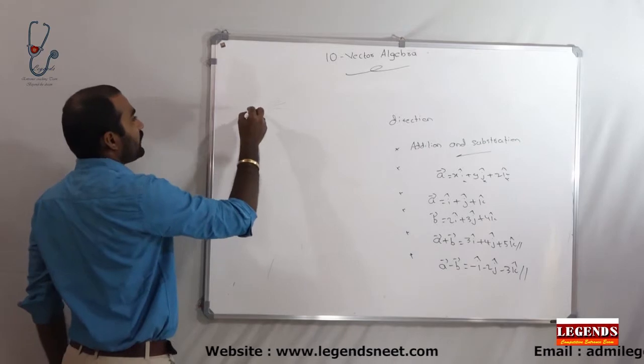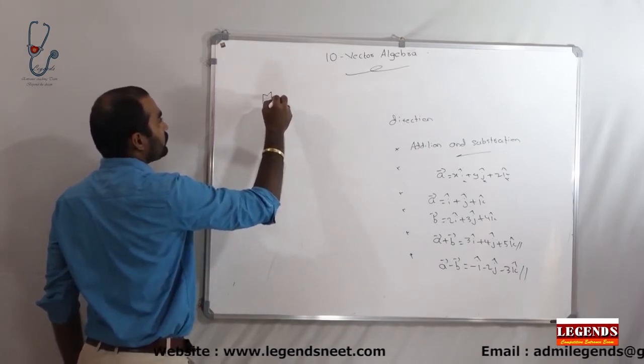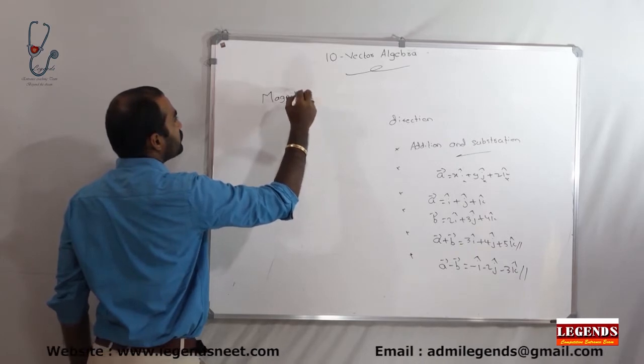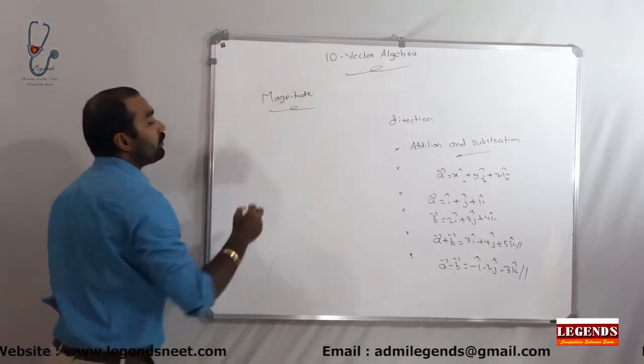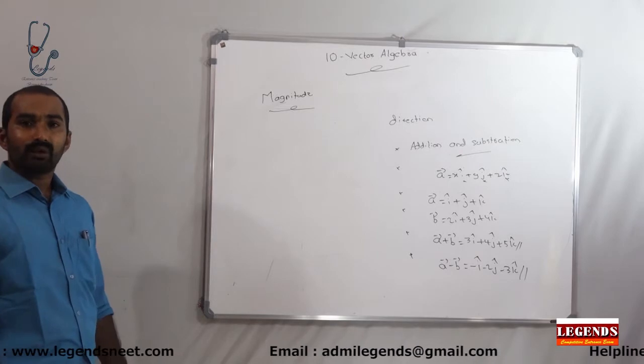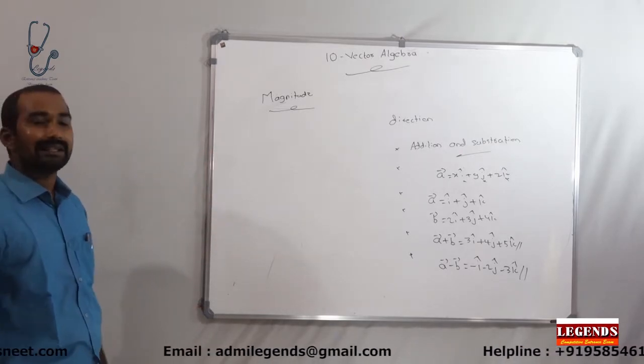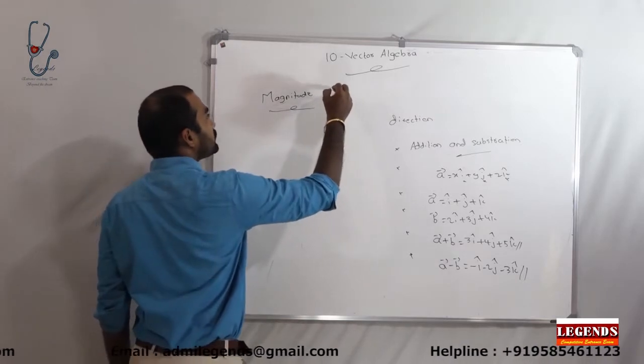Okay. The next term is magnitude. What is the word meaning magnitude? Magnitude means distance. Otherwise known as modulus.